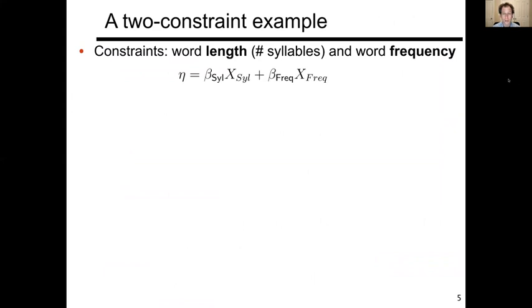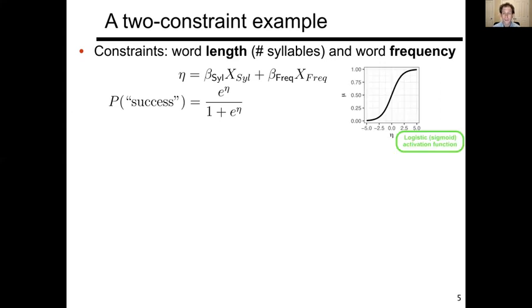If it's a 2-constraint model, there are 2 predictors, a number of syllable predictor for word length, and a frequency predictor for word frequency. And the linear combination of that, where the betas express the weights of the constraints, will determine the linear predictor. And then that will be transformed into a probability of quote unquote success. At this point, we need to say what success is. So reminder, this is the logistic sigmoid activation function.